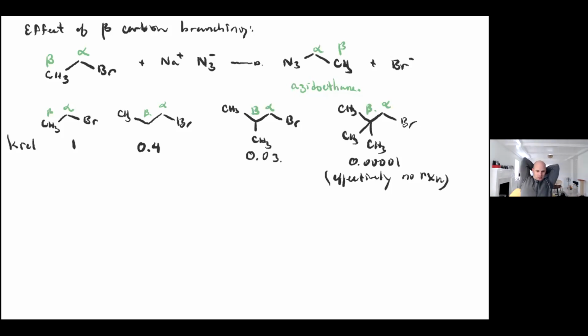Yeah, Ghana. I guess, expanding on this, would we see a similar trend if we go to the second carbon removed from the one attached to the leaving group, or the third, or so on? Yeah, so the second would be the gamma. So if I went out here, one carbon, that would be gamma, right?